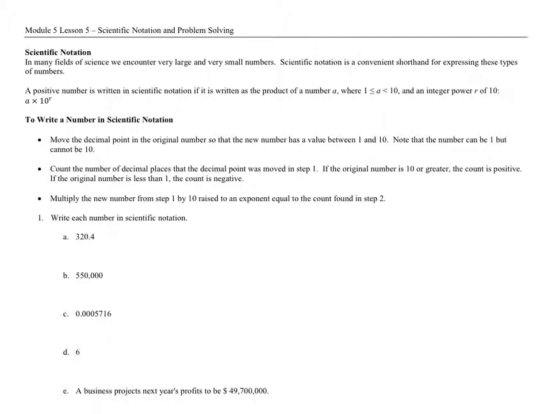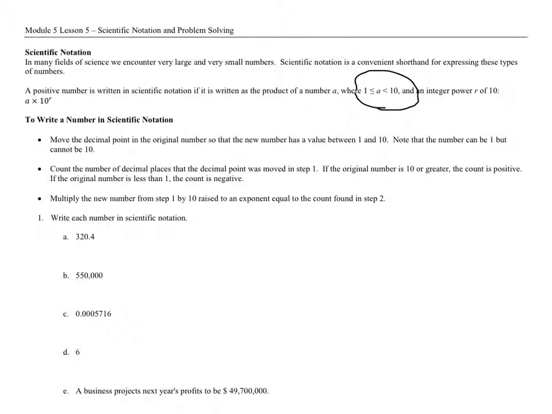It's a nice shortcut to writing numbers that have lots of zeros, either a decimal point and a bunch of zeros and then the number, or a number and a lot of zeros after it. Okay, so to write a number in scientific notation, the number in front has to be between 1 and 10, including 1 but not including 10, and then it has to be multiplied by a power of 10. So to write a number in scientific notation, here are the steps.